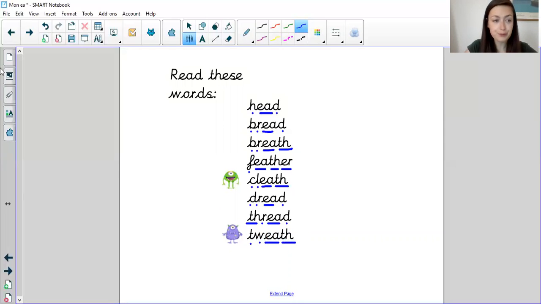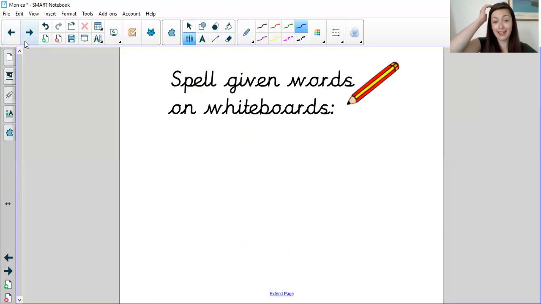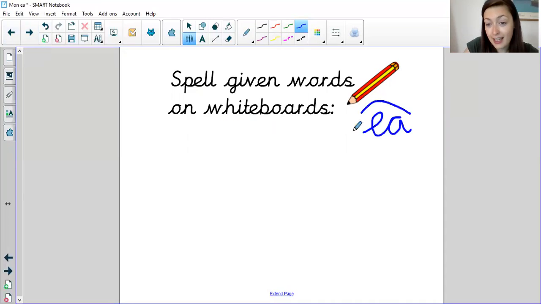Okay, now it is your turn to write some words using our sounds today. So remember, the ed sound looks like this. It is spelled E-A. Okay, so the words I would like you to spell are head, bread, and feather. Okay, so 3 words, head, bread, feather.